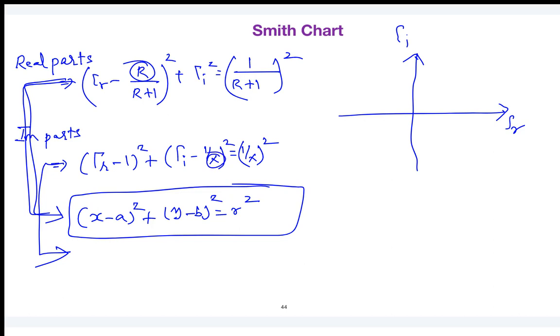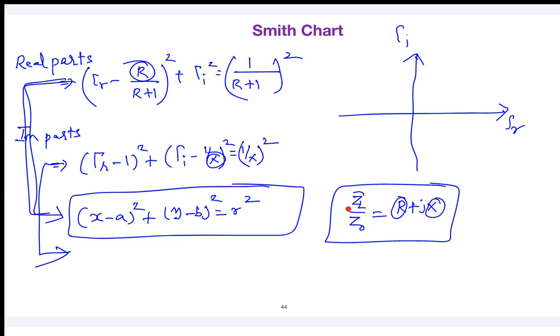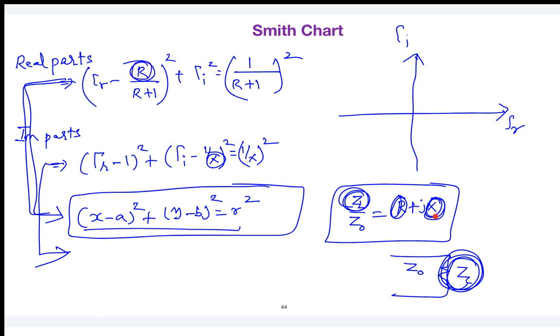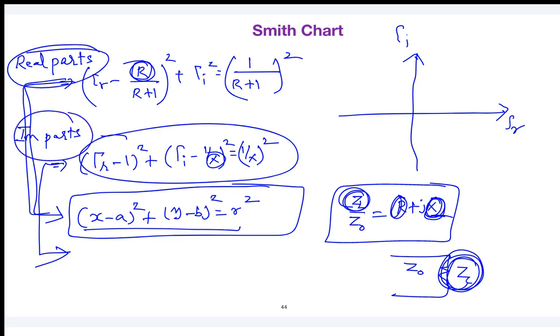Do you remember, first of all, what R and X represent? R and X are basically the normalized load impedance. If you want a different value of R and X, you need a different load. So ultimately, if you have a transmission line and the load changes continuously, your value of R and X will continuously change. For each value of R, you are going to get one circle. For each value of X, you are going to get another family of circles. So the intersection of all these families of circles is basically going to form a Smith chart.